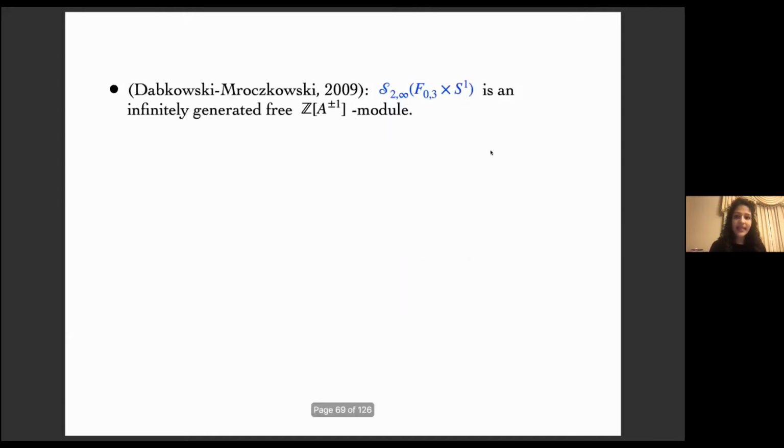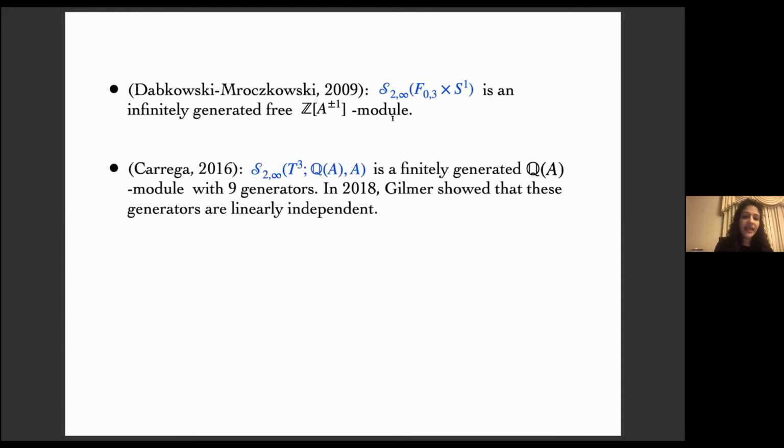Okay. Next, we come to S1 bundles over surfaces. So in 2009, Miotych-Dubkowski and Maciek-Miczkowski showed that the Kauffman-Brackes Skein module of the S1 bundle over the pair of pants is an infinitely generated free R module. In 2016, Carrega showed that the Kauffman-Brackes Skein module of the 3 torus over the field of rational functions in the variable A has 9 generators. And later, Patrick Gilmer showed that these generators are linearly independent, hence forming a basis.